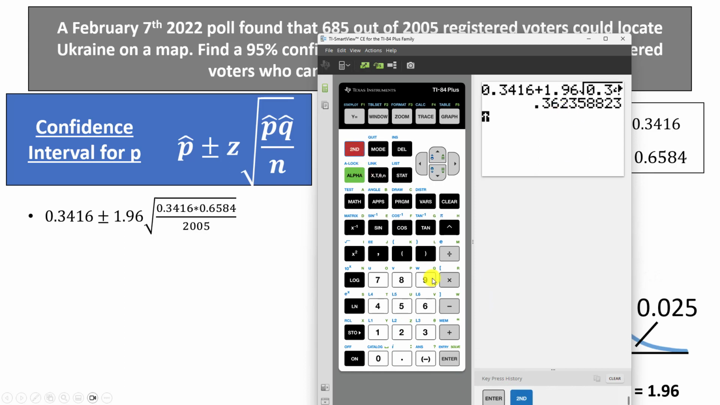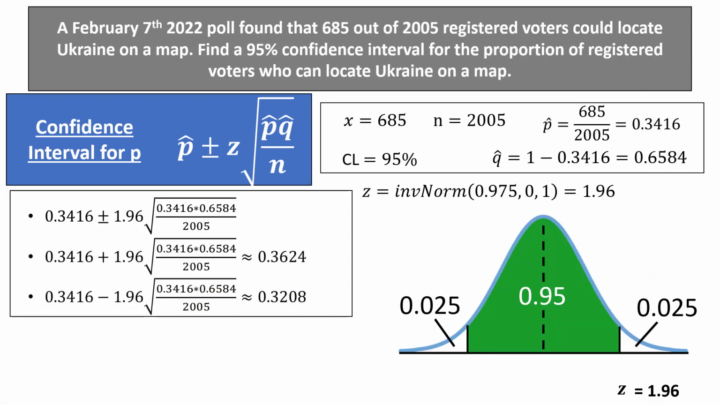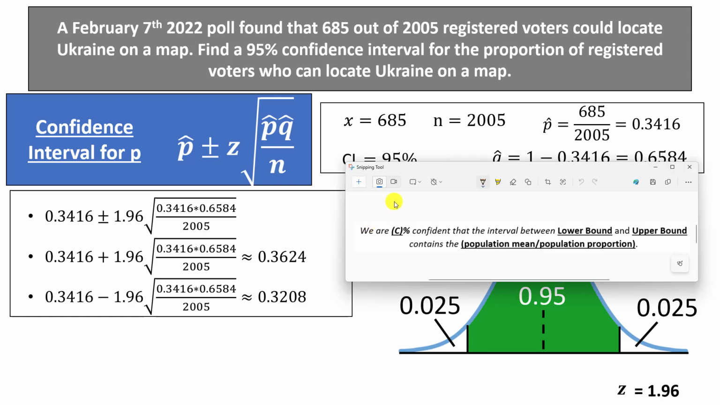Next, we can press second and then enter, and then scroll back to the beginning of the calculation and change the plus sign to a minus sign so that we get the minus part of the plus or minus. We will get 0.3208, and those two answers are shown right here. Finally, we can go ahead and write out our interpretation for the confidence interval. The general form of the interpretation that I've used in other videos is that we are C% confident that the interval between the lower bound and the upper bound contains either the population mean or population proportion.